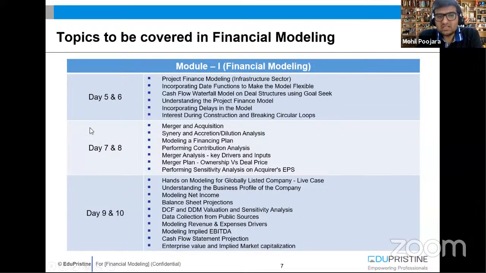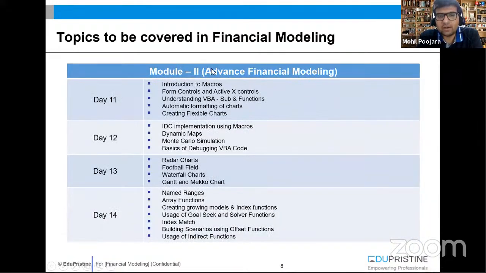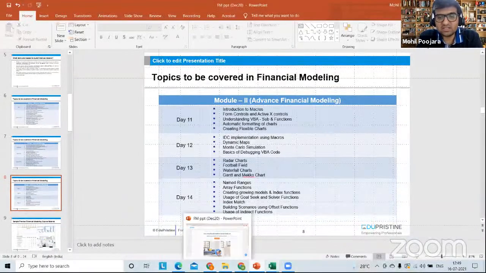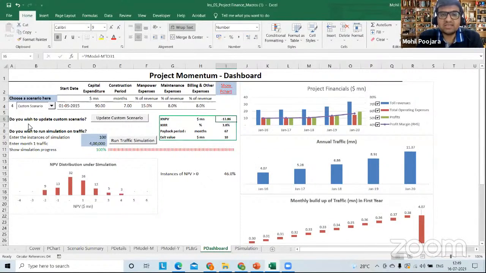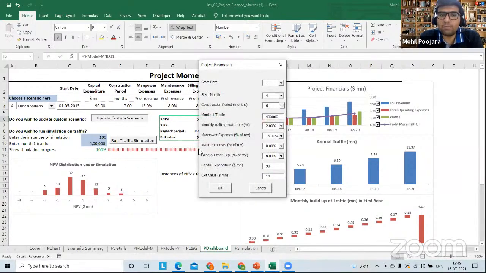Along with all of these sessions, in between, we will also focus on things like macros, which are advanced Excel skills. So macros, for example, in the Excel file that I just showed you, even though this is a project finance case study, there is something called a custom scenario. In custom scenario, we allow the user to input assumptions according to them. So when I click on update custom scenario, I have a pop-up that comes up that asks for different assumptions, and I can make those changes on the fly and come up with an update.